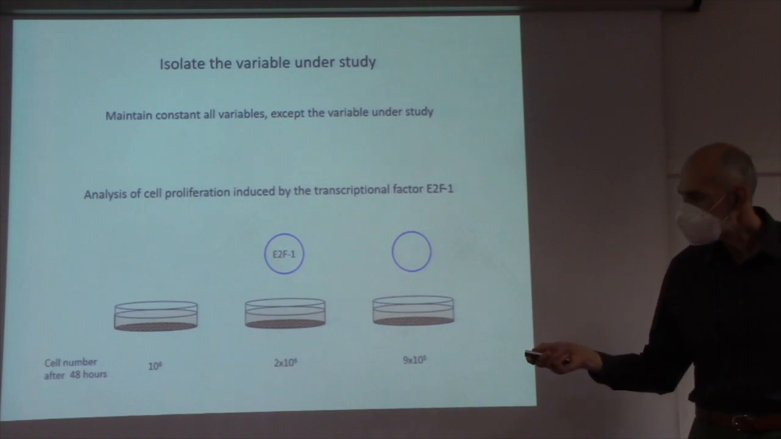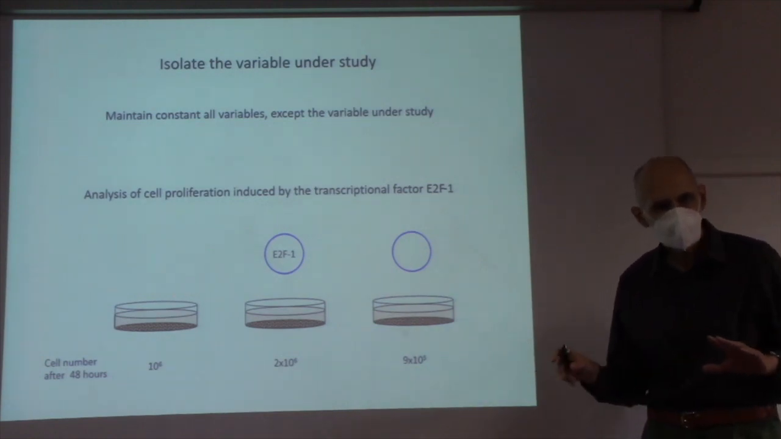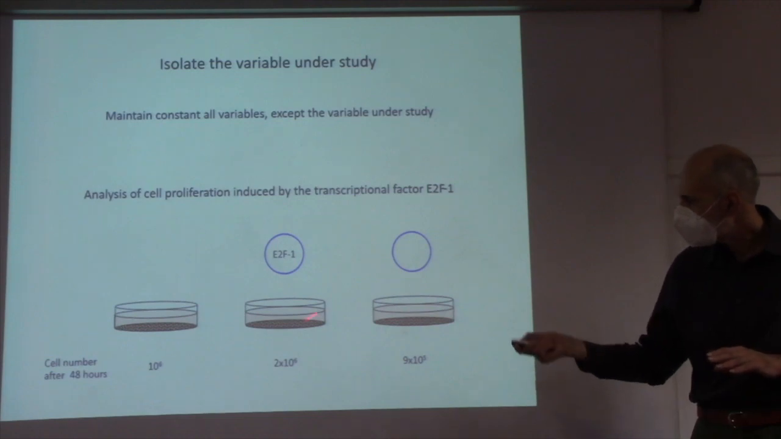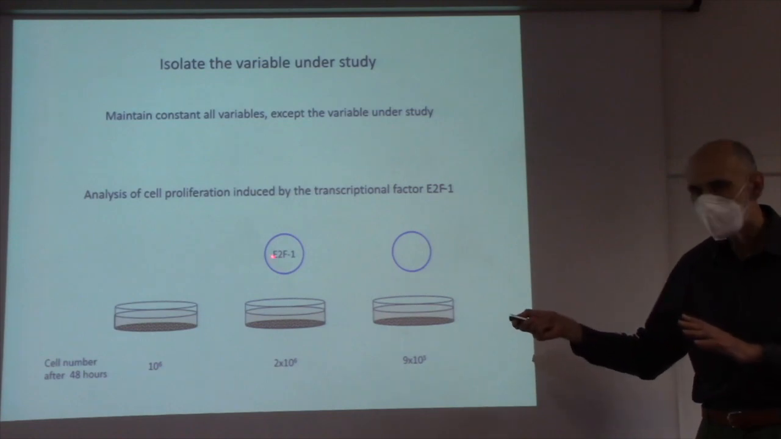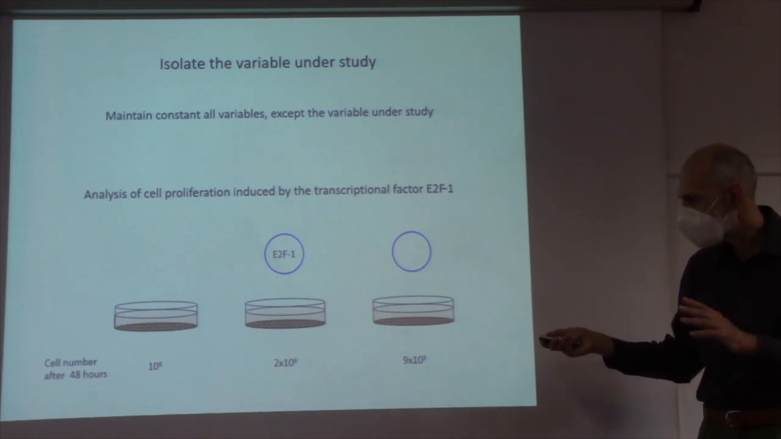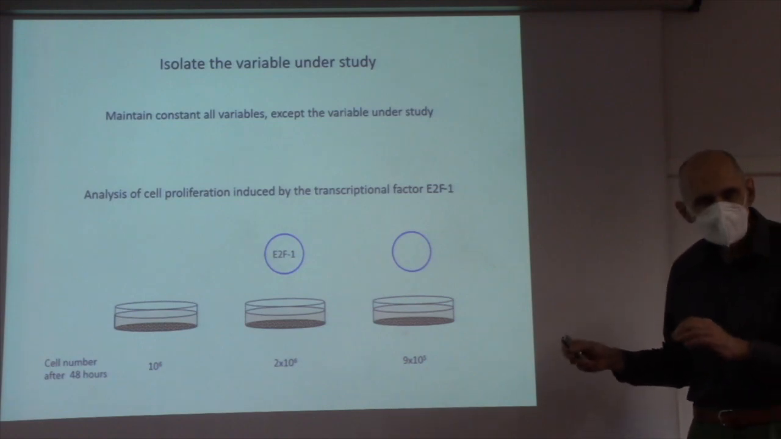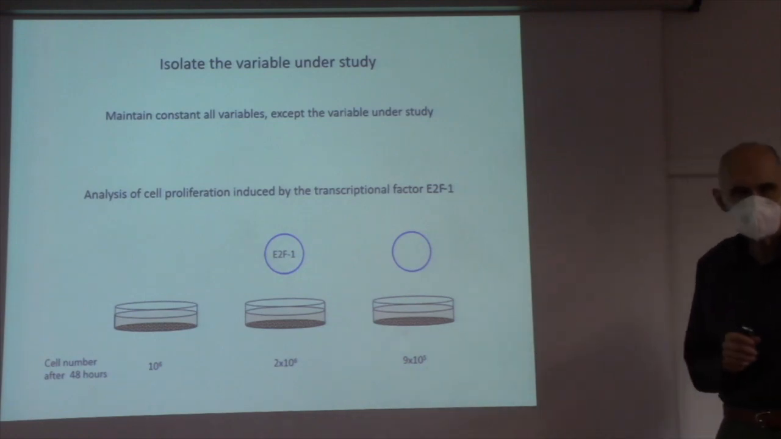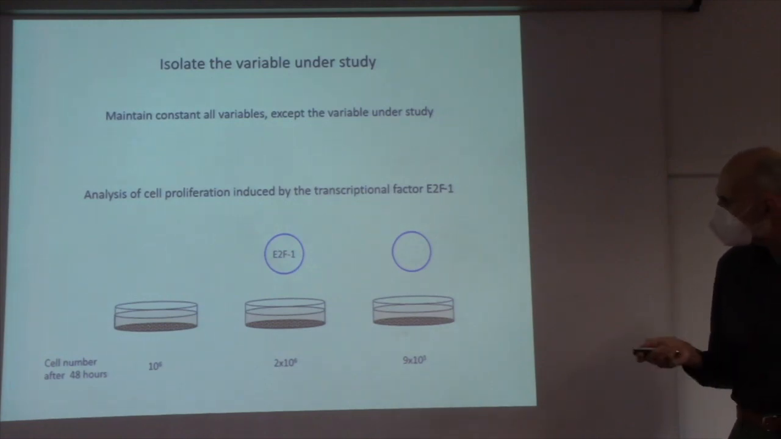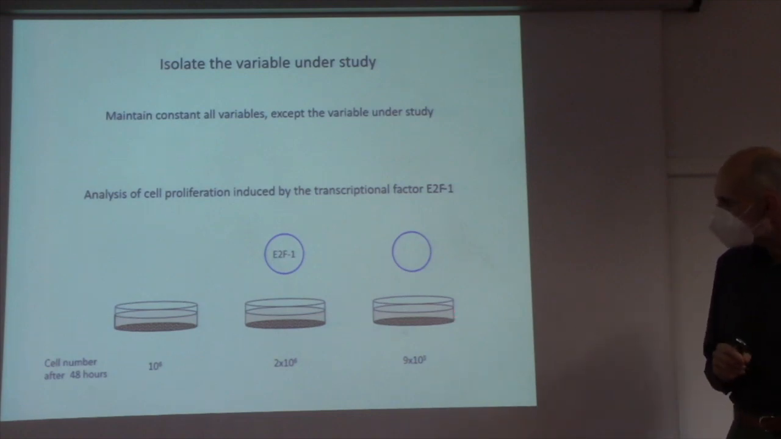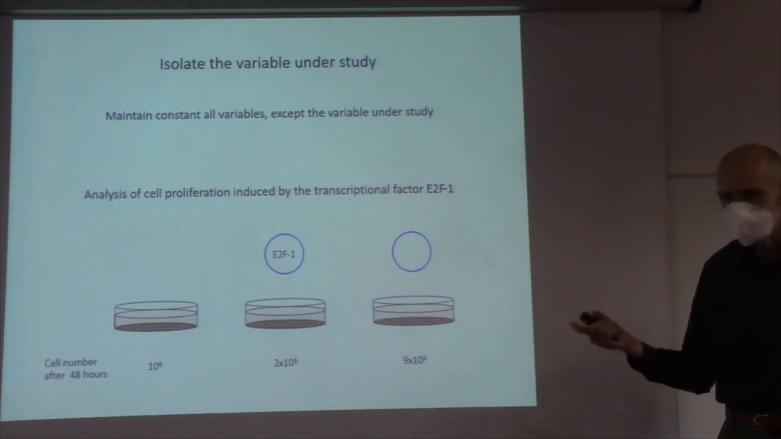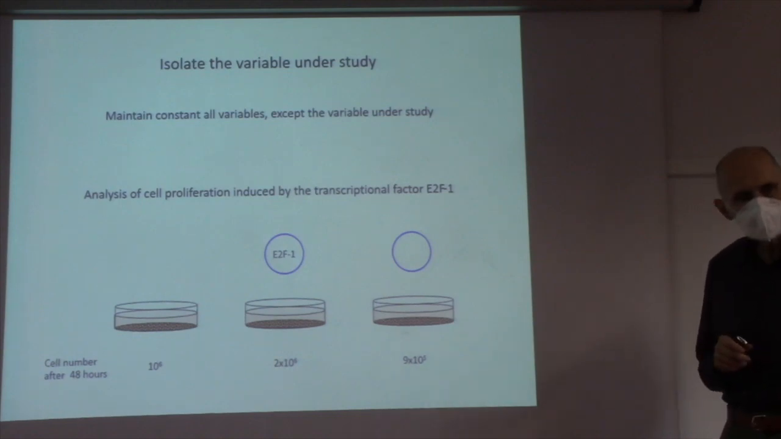So, if we leave the cells completely untreated, we have 1 million cells. If we add E2F1, we have 2 million cells. Clearly, this is due to E2F1 because the plasmid alone doesn't actually increase the number of cells. In fact, it decreases that number slightly. So, what do we conclude about this particular part of the experiment? What is plasmid transfection doing to the cell?